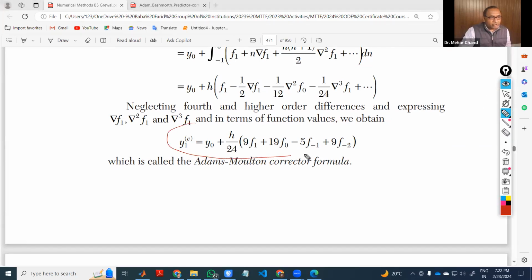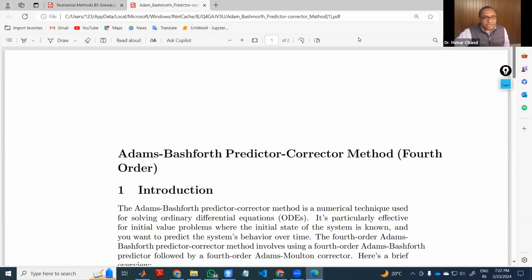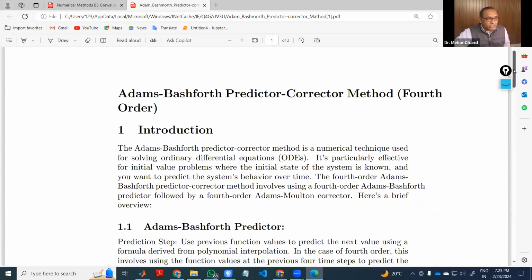These two equations are the Adams predictor and corrector, and this equation is known as the Adams Moulton corrector formula. These two equations are very important, and on the basis of them we can easily establish the formula. But again, as I told you, we need these formulas in the form of iteration, and for that, this morning I shared a PDF file, and in this PDF file you can see the entire detail which we need to discuss here.